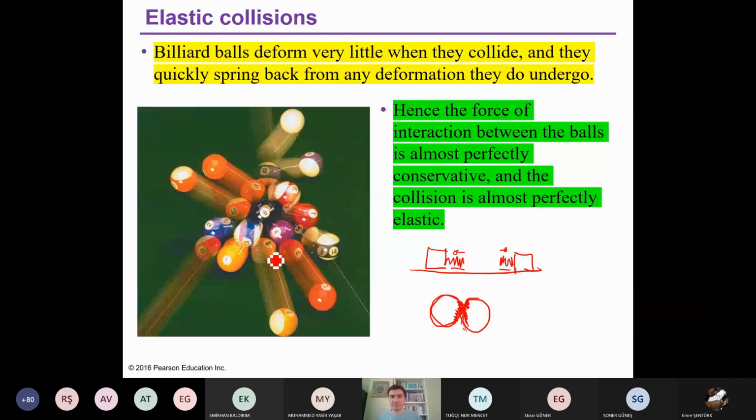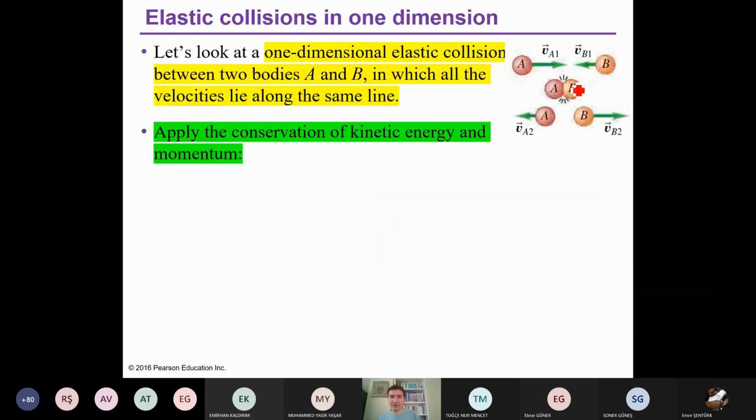So look at this one. Here we have an example for the elastic collision. Here we have an A object on the left side, and here we have a B object, and this A object has a certain initial velocity vA1 before the collision. This part is before the collision, this is during the collision, and this last part is after the collision. After the collision, this particle moves back with a certain velocity, and this B object is moving to the right side with a certain velocity.